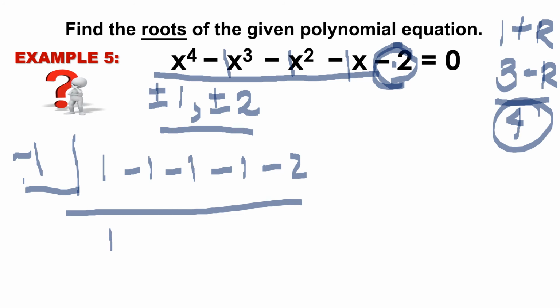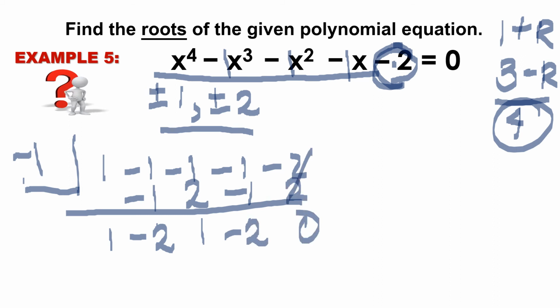Bring down 1. 1 times negative 1 is negative 1. Negative 1 plus negative 1 is negative 2. Negative 2 times negative 1 is positive 2. Negative 1 plus 2 is positive 1. 1 times negative 1 is negative 1. Negative 2 plus negative 1 is negative 3... So finally, negative 1 is the root. So let us see, let's have the roots here.